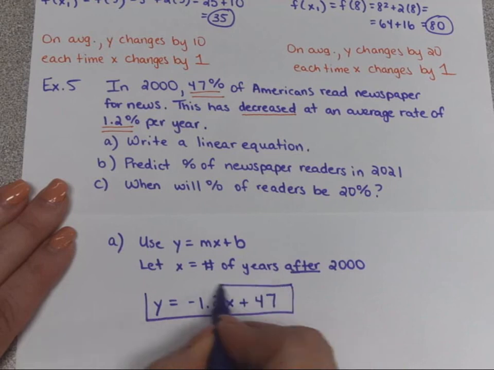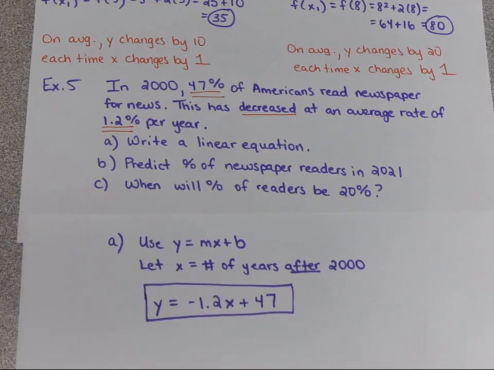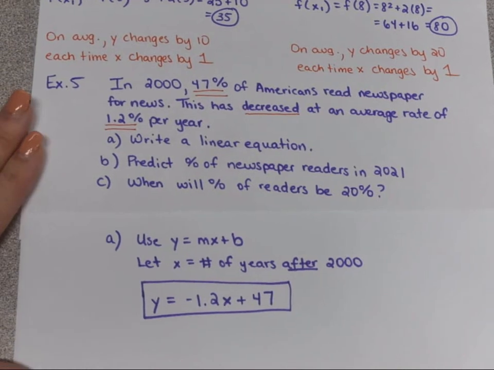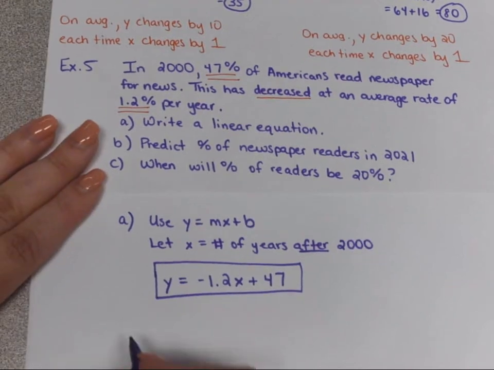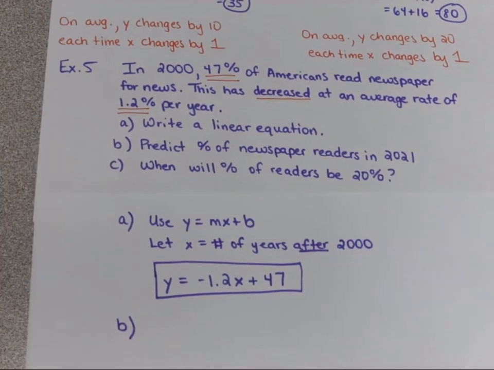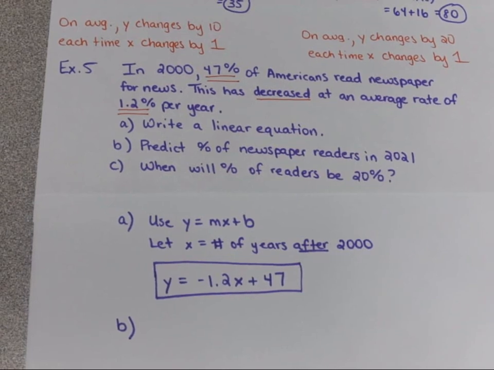47, right? Think of it like this. When we graph a line, where do we start? We start at the y-intercept, right? So in this problem, the percentage that was reading the newspaper at the starting date of 2000 is going to be our y-intercept. Okay? So notice now we have an equation that we can use to do parts B and C.